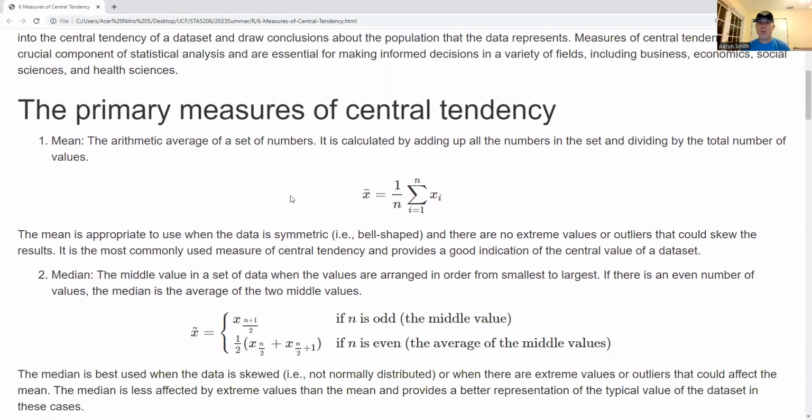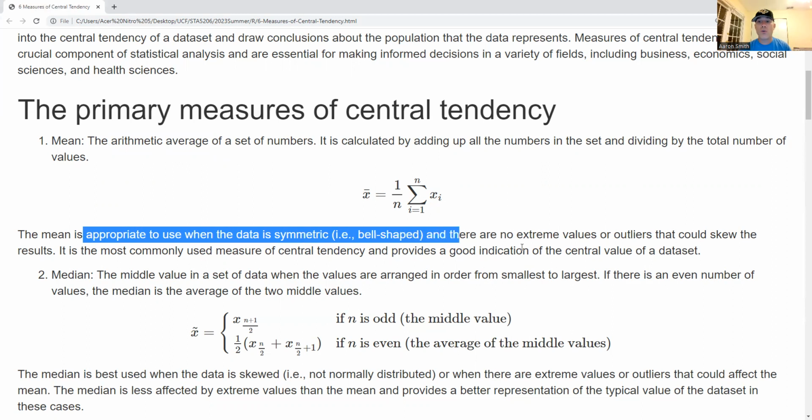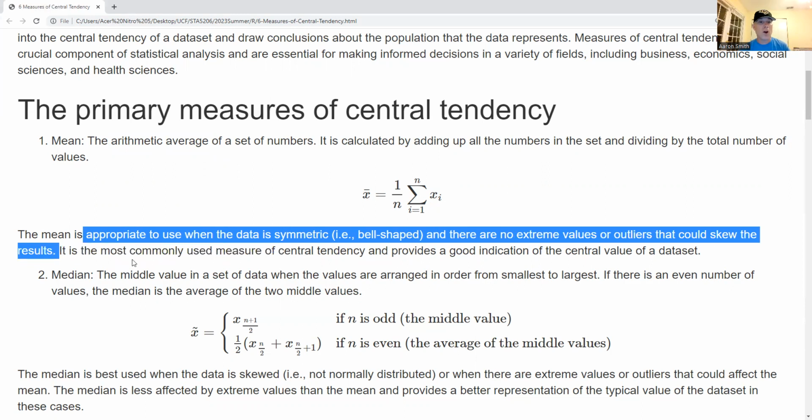The primary measures of central tendency are the mean, that is the arithmetic mean, add them all up, divide by number of observations. That's what this formula is telling us. It's represented with X bar. The mean is appropriate to use when the data is symmetric and there are no extreme values or outliers that could skew the results. It's the most commonly used measure of central tendency and provides a good indication of the central value of a data set. And so the mean is like the benchmark for anything else in terms of central tendency to be measured off of.